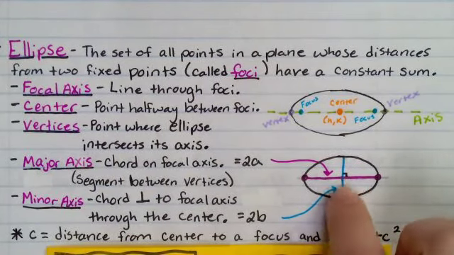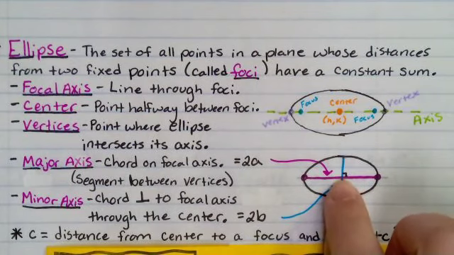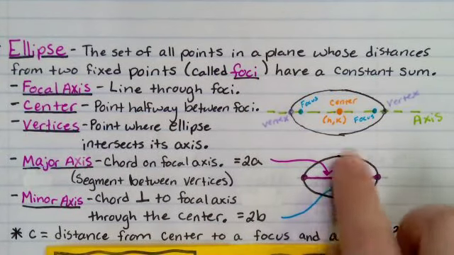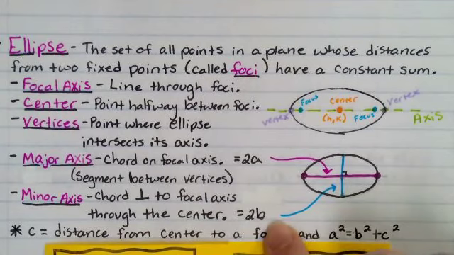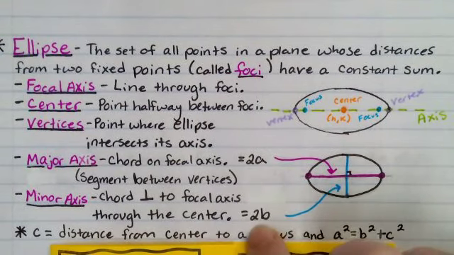But yeah, so it's going to cut through here perpendicular to that focal axis, or to that major axis, and going through the center, okay? The length of this one is 2b, but that's going to be shorter than the major axis, okay? So the a value is going to be more than the b value, and that's an important piece to remember.